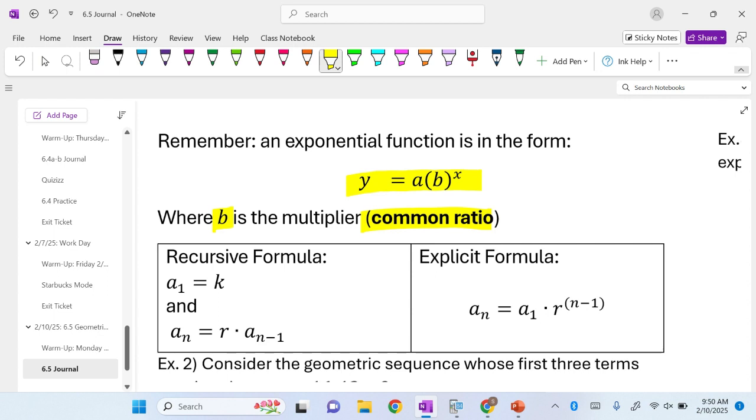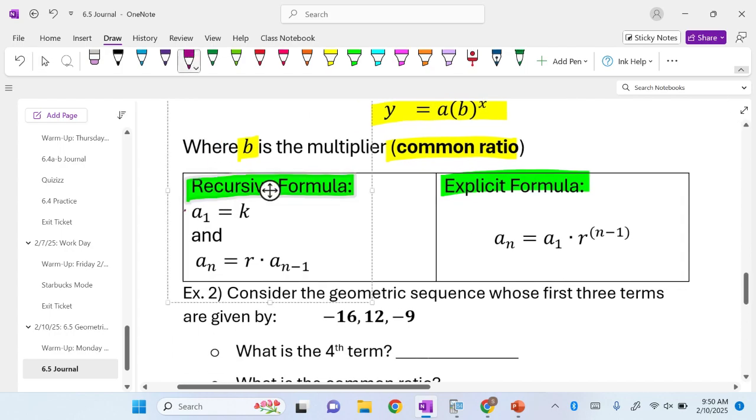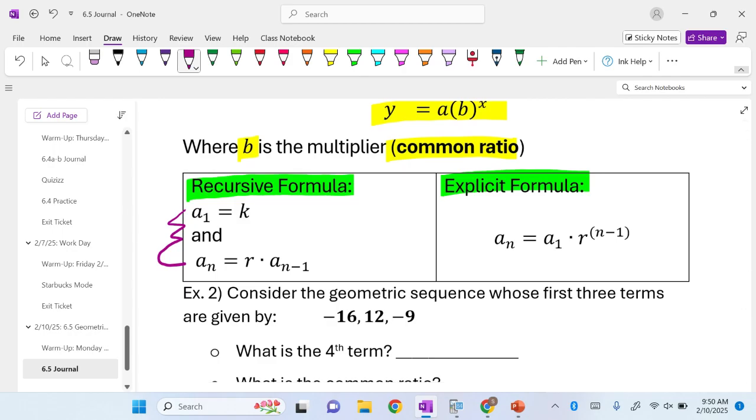Now, just like how arithmetic has a recursive and explicit formula, geometric also has a recursive and explicit formula to describe what's going on in the sequence. They're actually pretty similar to each other. So the easiest formula is recursive, which is essentially what we do. If I told you to find the next term, you would just multiply whatever our ratio is to the next term. So our recursive formula has our a of 1, or first term, is equal to k. And remember, k is just equal to some number. That's all k represents.